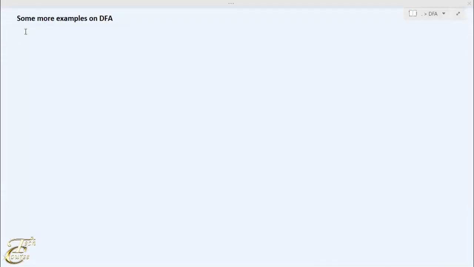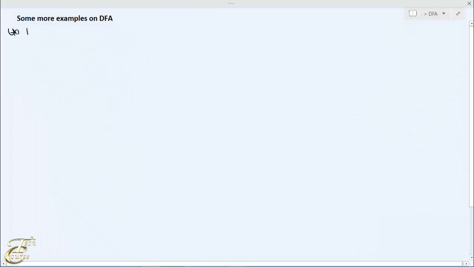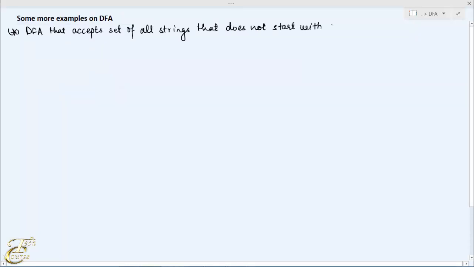Now let's define a DFA that is just the opposite of the type 2 DFA, that is, a DFA that accepts the set of all strings that do not start with a certain string, let's say 01. To design the DFA for this language, we first have to represent this basic string by using a state diagram.